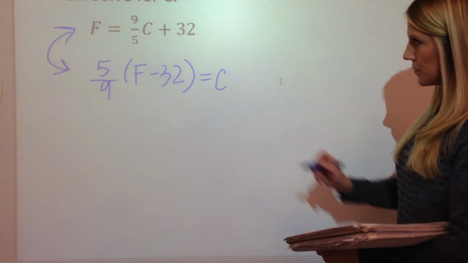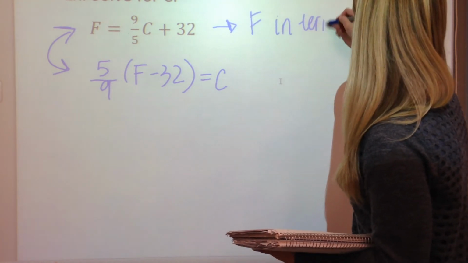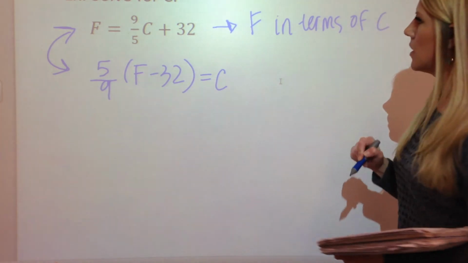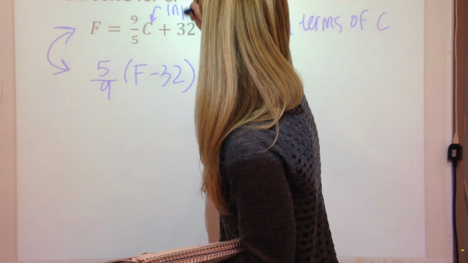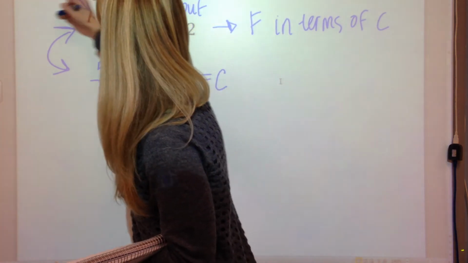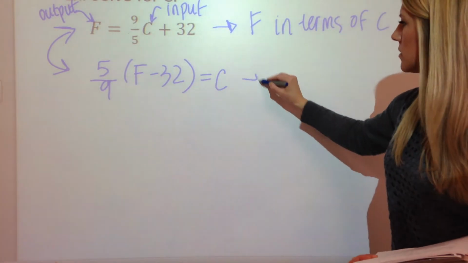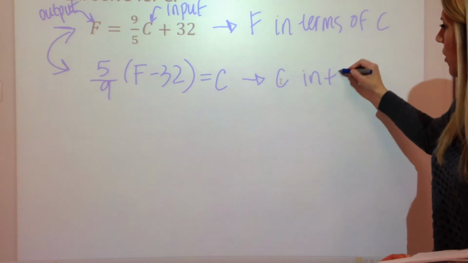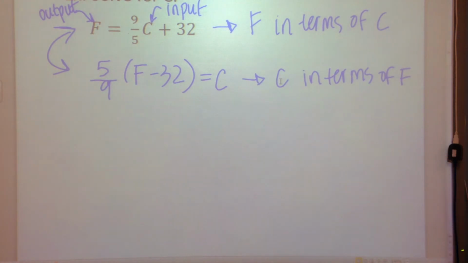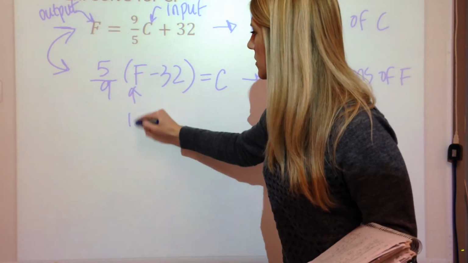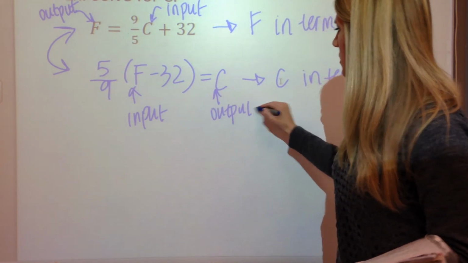So for example, this equation here is F in terms of C. It is an equation for F in terms of C, meaning C is my input, F is my output. This is an equation for C in terms of F. So again, F is now my input, and C is my output.